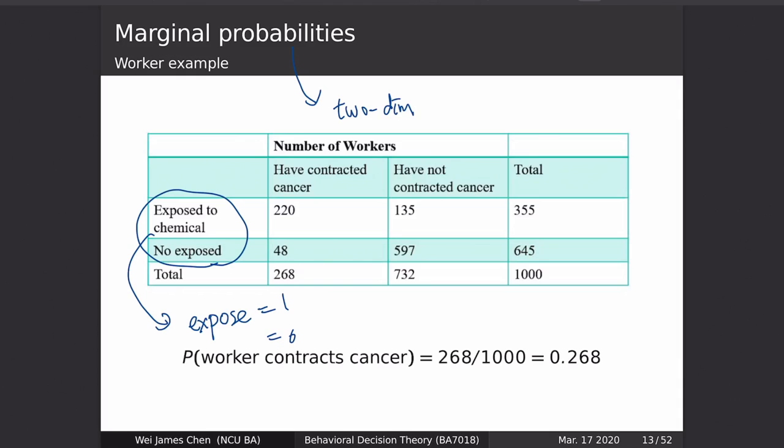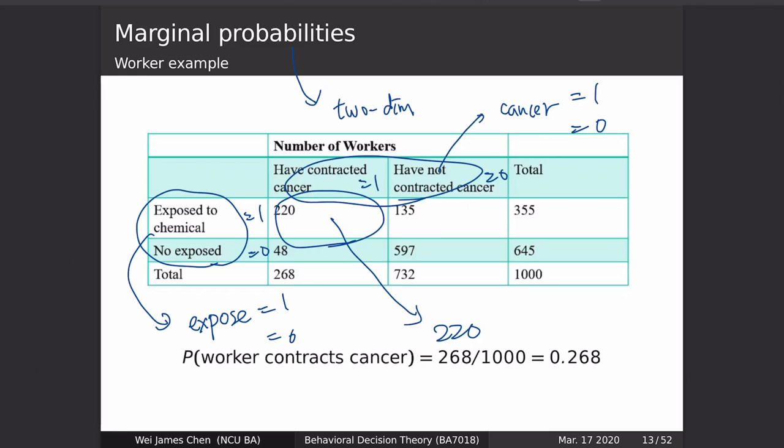This is whether you have contracted cancer, so we say this is cancer. This is equal to 1 if you have cancer, equal to 0 if you don't have cancer. So this is 1, this is 0, this is 1, this is 0. And this 220 means there are 220 people with expose equal to 0 and cancer equal to 1. For expose equal to 1 and cancer equal to 1, there are 2200 people like this.